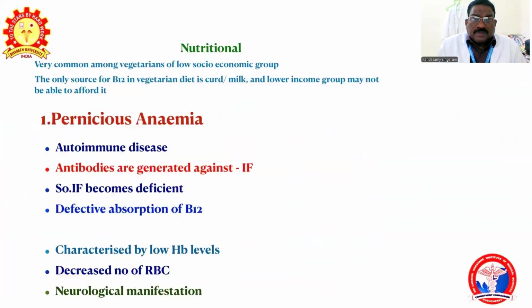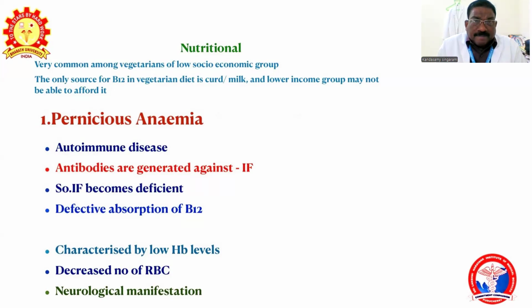How does nutritional deficiency cause vitamin B12 deficiency? It is very common among vegetarians of low socioeconomic group. The only source of vitamin B12 in a vegetarian diet is curd or milk, and the lower income group may not be able to afford it.